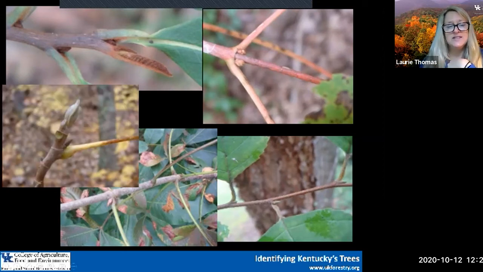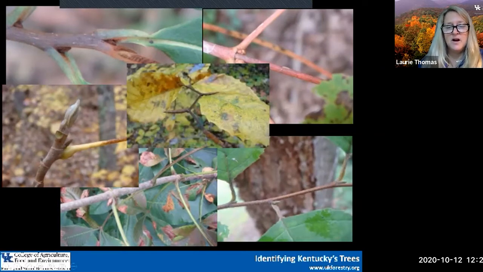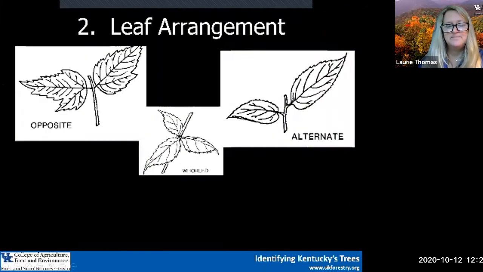I'm going to love this one. This is from our state tree, the yellow poplar. It's got a duck's bill. Looks like a little duck's bill on there. Very distinctive terminal bud. And then wrapping up with our American beech. Nice. It looks almost like a thorn. And we always call it like a little cigar, on the American beech. So just a few buds.